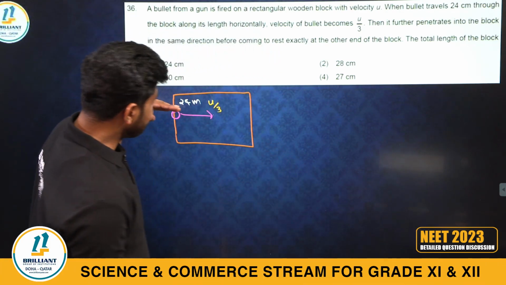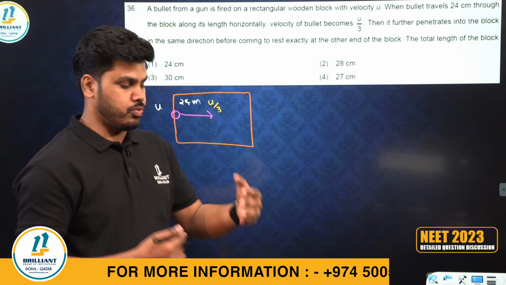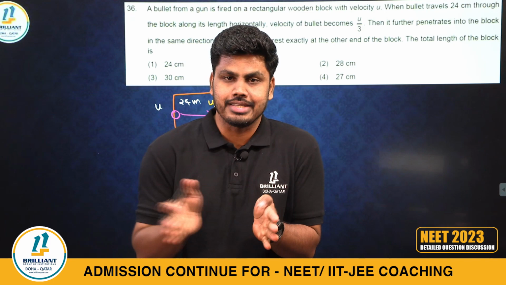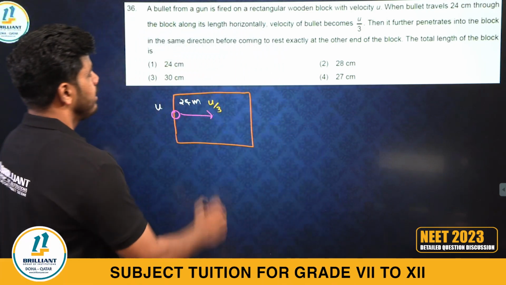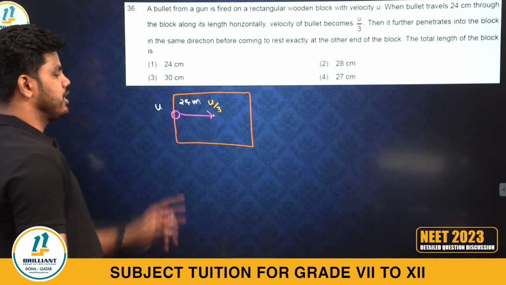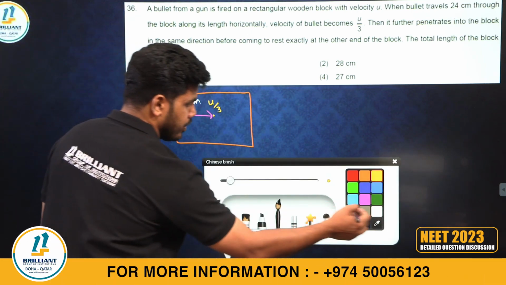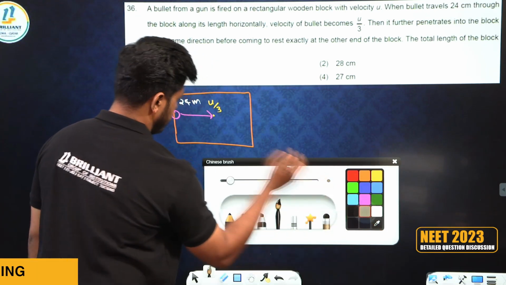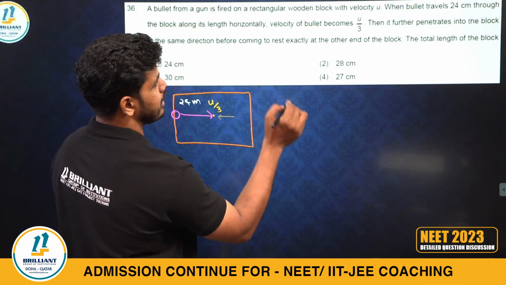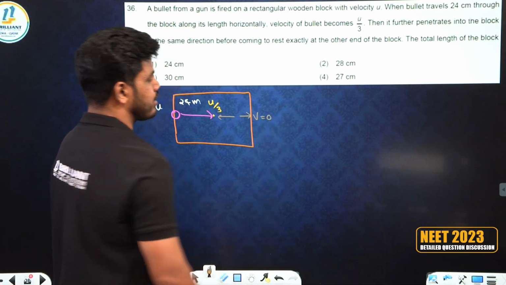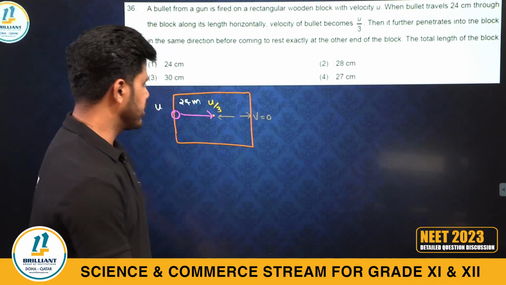So retardation happens. It's expected because when the bullet passes through the wooden block, there will be some frictional force, and because of that the velocity decreases. At this point, velocity reduces to 1/3 of its initial value. Then it continues its motion. The remaining information given is that it comes to rest exactly at the other end of the block.